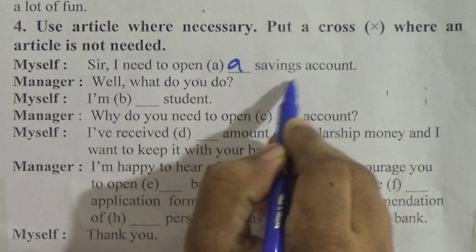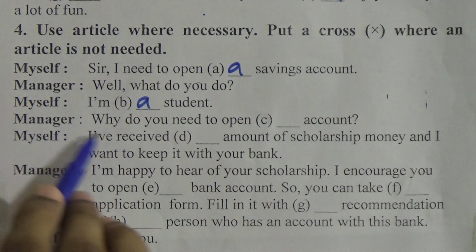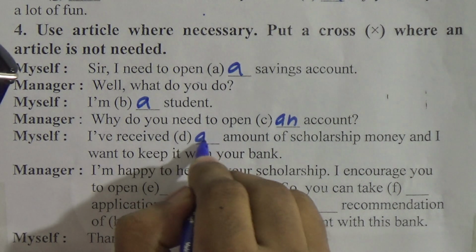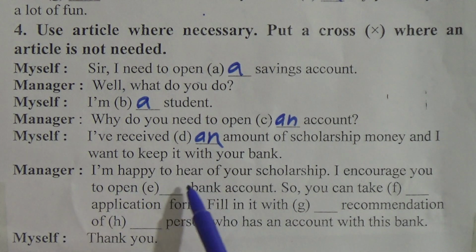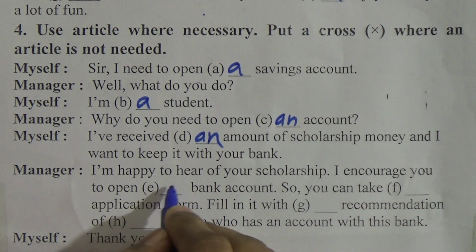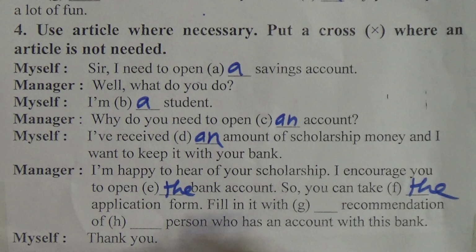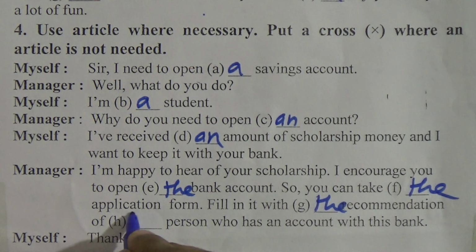Number 4. Sir, I need to open a savings account. Manager: Well, what do you do? Myself: I am a student. Manager: Why do you need to open an account? Myself: I have received an amount of scholarship money and I want to keep it with the bank. Manager: I am happy to hear of your scholarship. I encourage you to open the bank account, specified here. So you can take the application form and fill it in with the recommendation of a person, definite here, all the things are definite, who has an account with this bank. Thank you. Myself: Thank you.